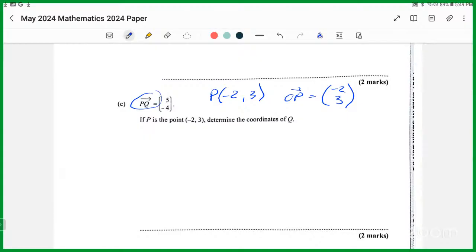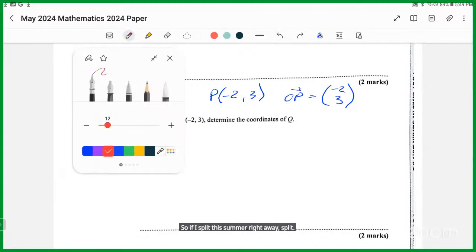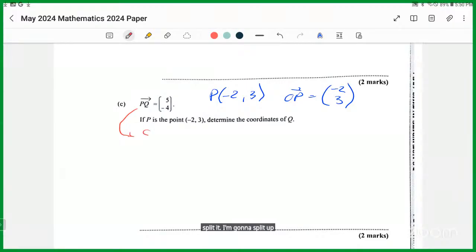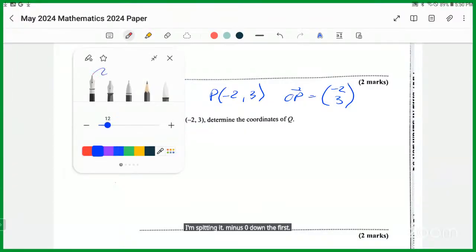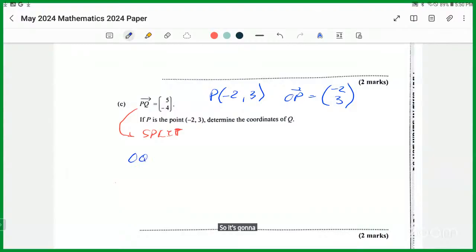So if I split this side, I'm going to write the word split. I'm going to split up this vector into position vectors. So I split PQ into OQ minus OP: O times the last minus O times the first. So it's going to become OQ minus OP equals (5, -4).